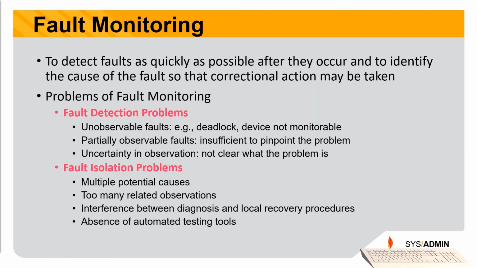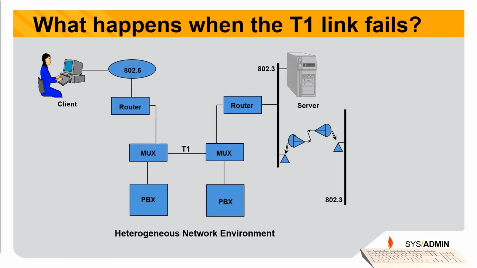Okay, interferences between diagnosis and local recovery procedures, and absence of automated testing tools. So we do it manually. So you've got a fault isolation problem. All right. Now considering this diagram here, we only have one link connecting to the server.